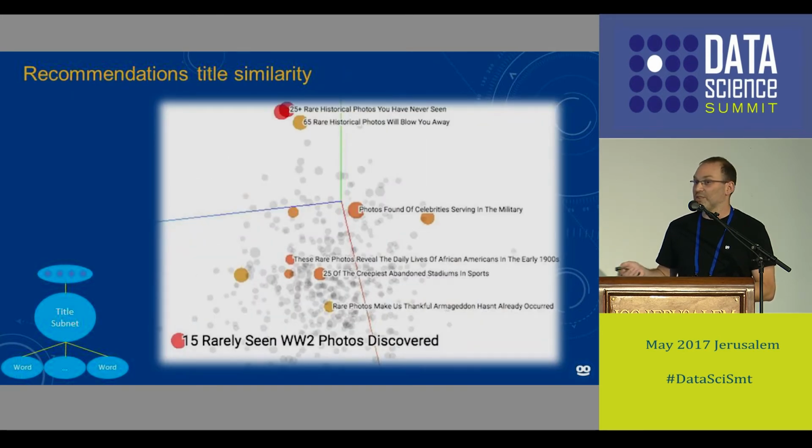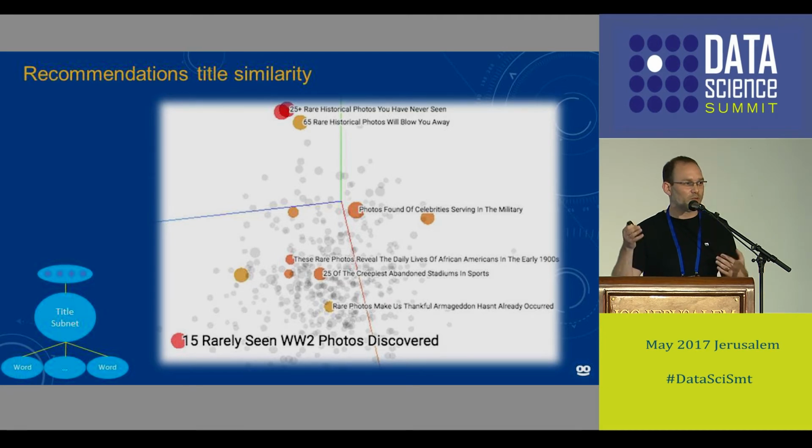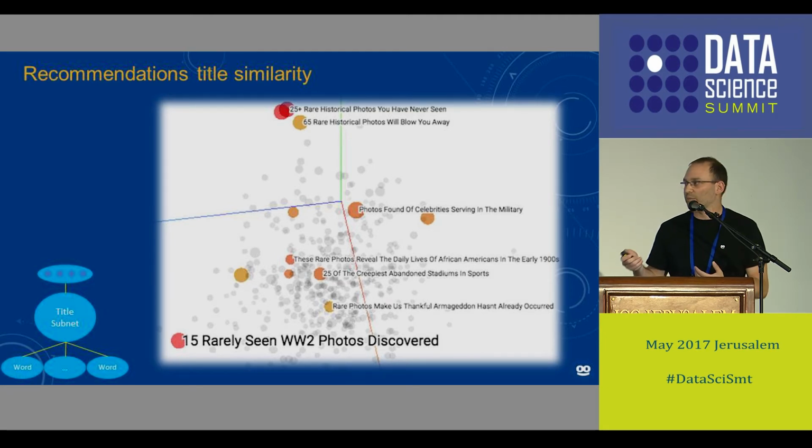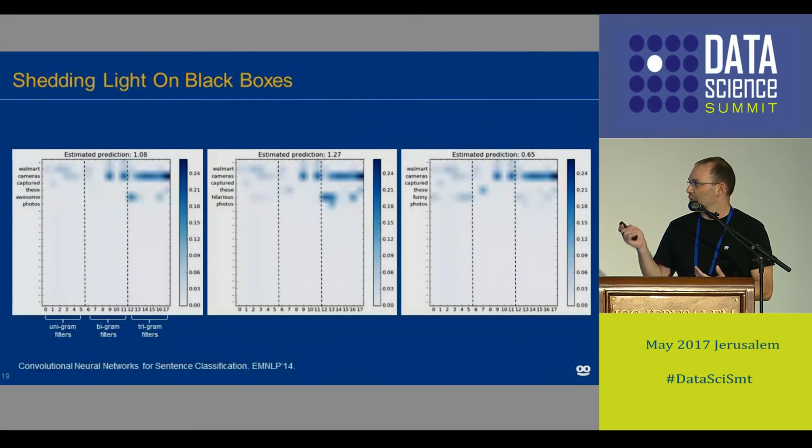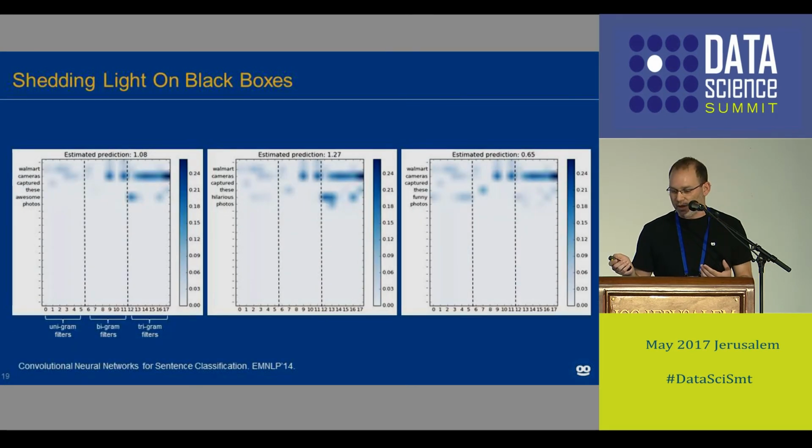Another example, this is on a whole title. So we plotted the whole title, for instance, 15 rarely seen World War II photos. We can see the really cute examples here. For instance, other things that talk about the military, other things that talk about photo galleries. So really cute things. Okay, one last example.